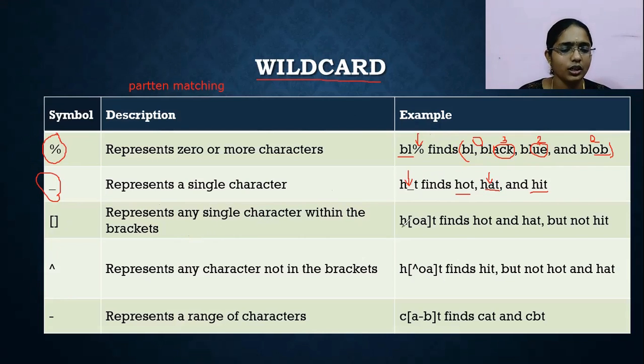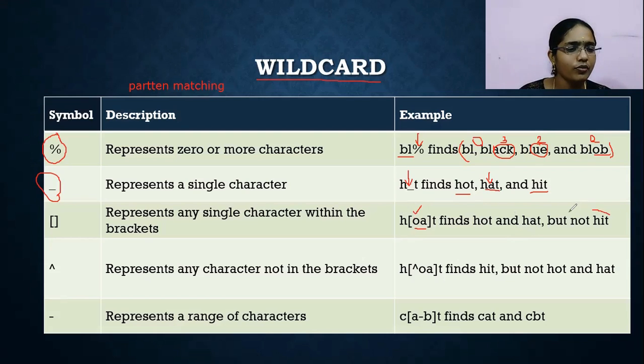You can notice here, a simple example I have given. H, inside brackets I have given OA, followed by T. So it will form a word combination of any one, either O or A. By using O, I'll be mentioning HOT. And by using A, I'll be mentioning HAT.